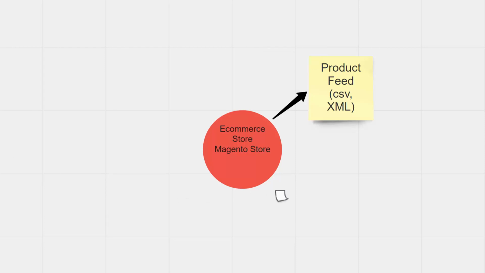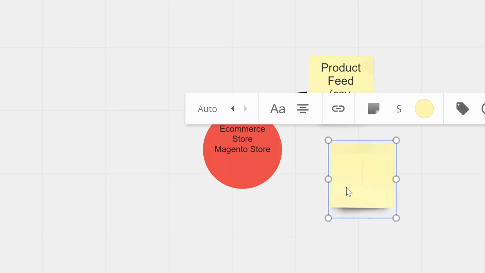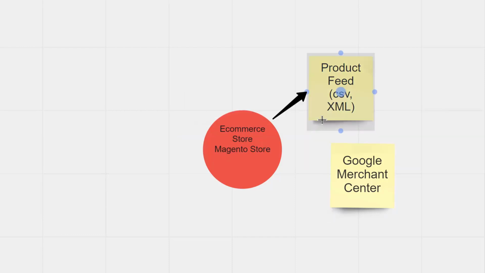So then that product feed goes into the Google Merchant Center. Well, it's American spelling, I think. So it goes like that, and that then links through. And what that allows Google to do is to take the product feed and check it to make sure it applies to all its standards and everything.